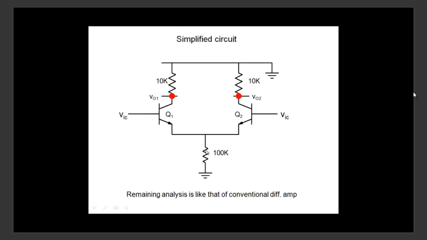And now what you have is a normal differential pair with a resistor here, and a resistor here. So same GM, this is RC and RE is 100K, and solve it. Okay.